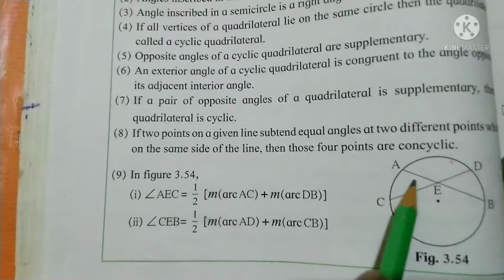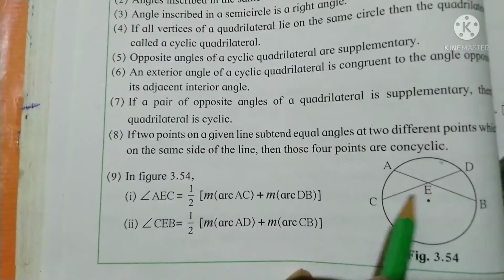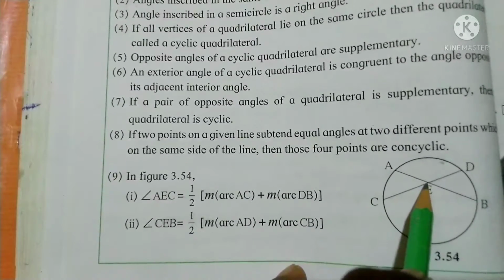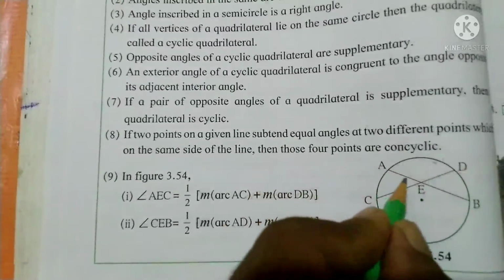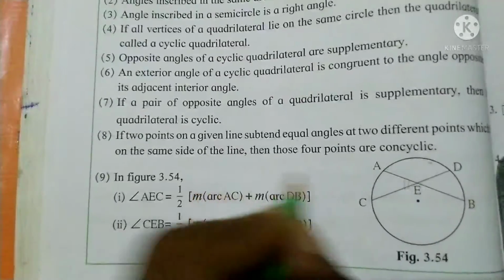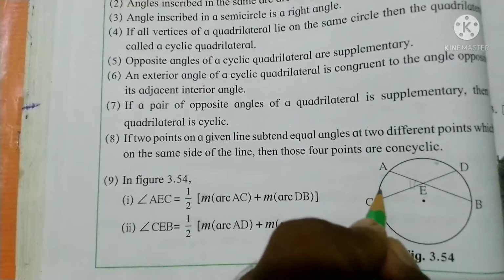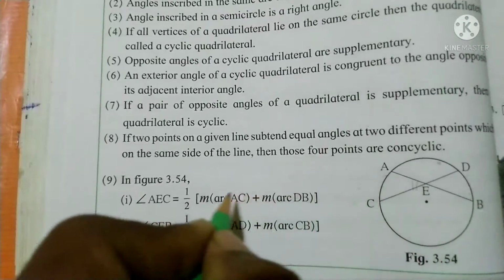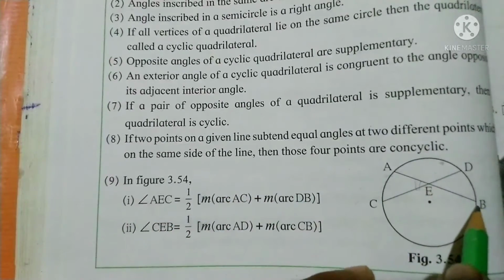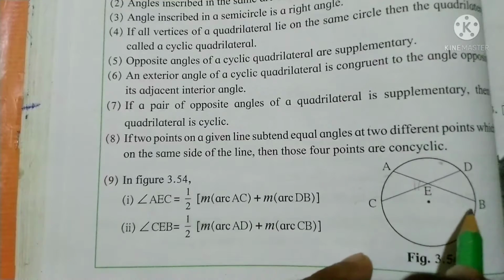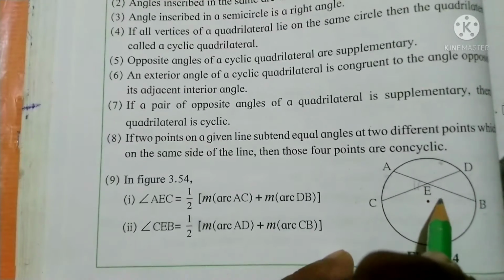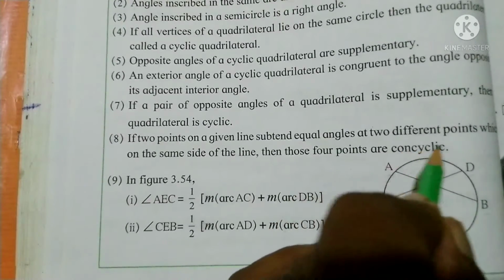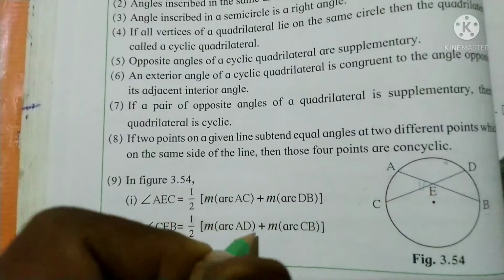Angle AEC is an inscribed angle whose vertex is in the interior of the circle. Then the measure of angle AEC equals 1/2 of the sum of measure of arc AC and measure of arc BD. Also angle CEB equals 1/2 of the sum of measure of arc BC and measure of arc AD. This is the property.